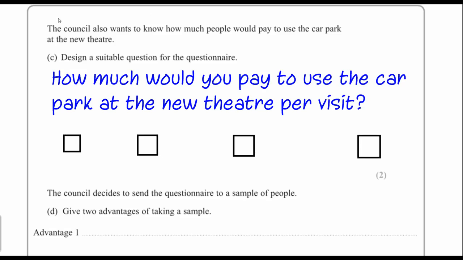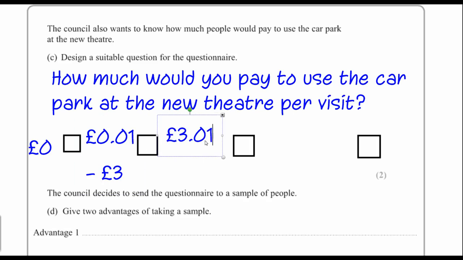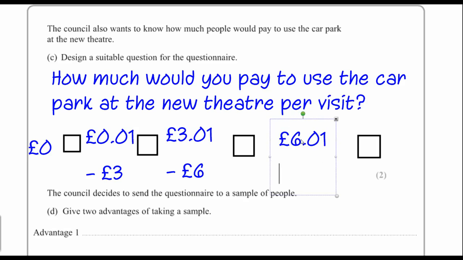Okay, and let's give some options. Obviously they might not want to pay anything, so it might be 0. Then you can't repeat 0, so let's start from 1p and go up to, I don't know, £3. Then let's go up from £3 1p, so we're not repeating, and let's go up to, say, £6, and then £6 1p to £10.